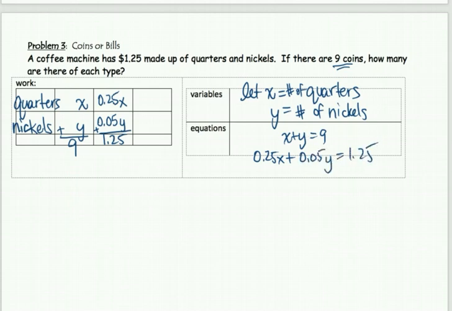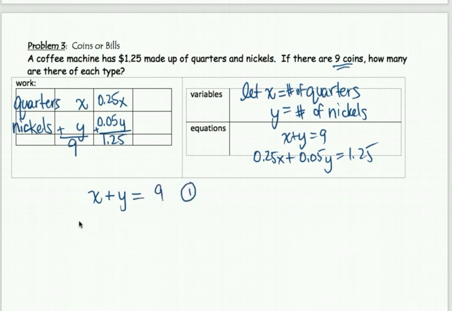All right, and that's as far as we went last time, but we're going to keep going. We are now going to find literally how many quarters and how many nickels are in this coffee machine. I used substitution last time. You can use it again if you want. I'm going to go back to elimination.